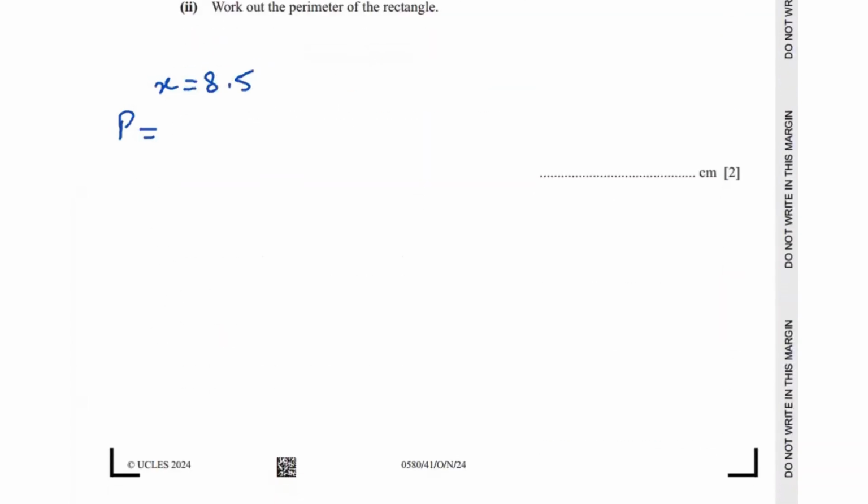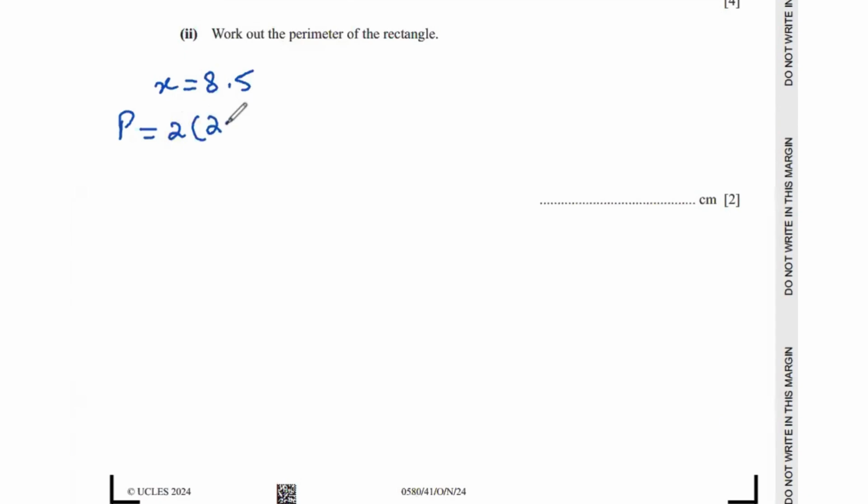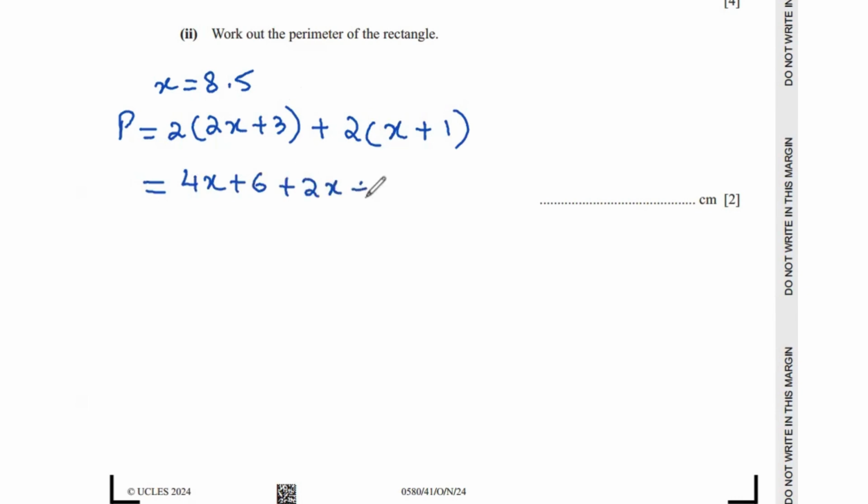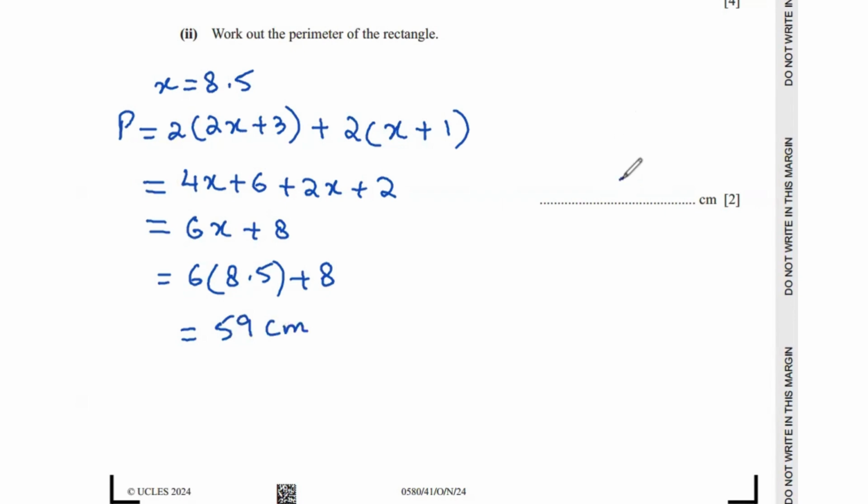And work out the perimeter of the rectangle. If x is 8.5, perimeter is going to be 2 times (2x plus 3) plus 2 times (x plus 1). Perimeter is the entire boundary of the shape. So 4x plus 6 plus 2x plus 2, which is 6x plus 8. And now we can substitute the value of x, and that will give us the answer of 59 centimeters. That is the perimeter of the rectangle.